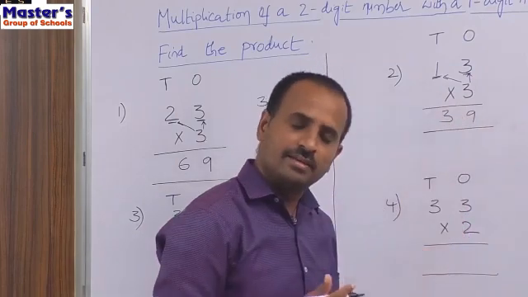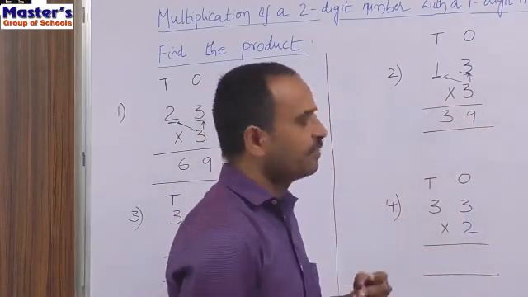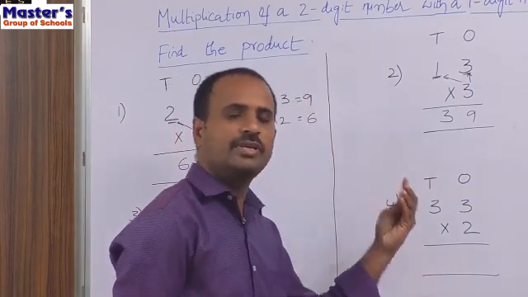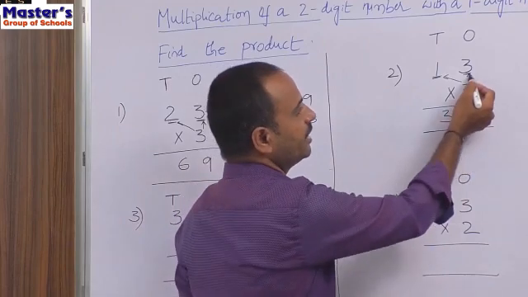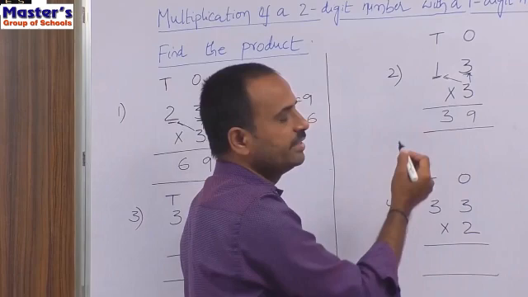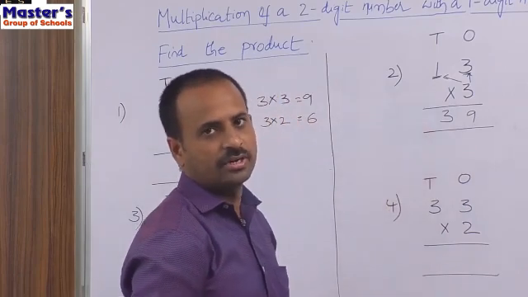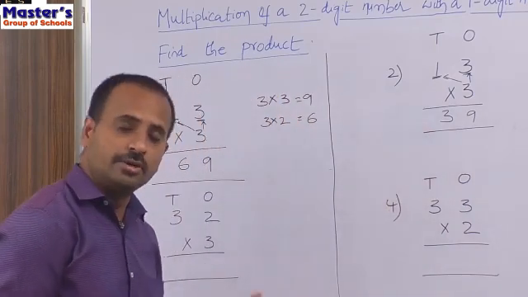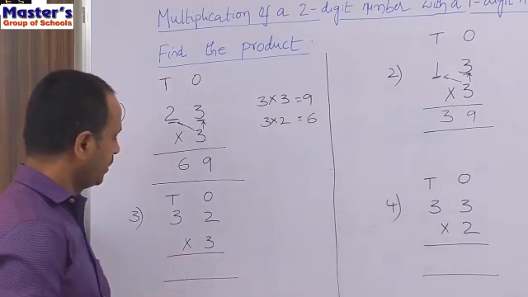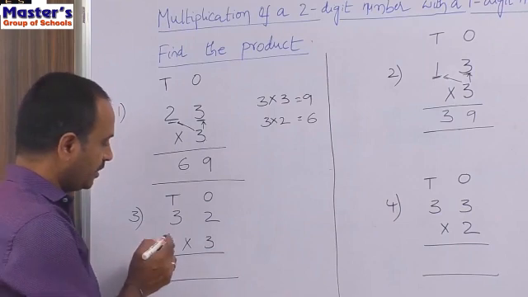So the answer is 39. So in this way, first we have to multiply with ones place, and next go to tens place. That is 3 3s are 9, 3 1s are 3. So write the product in this way. Children, now go to the third problem here. So what is the third problem here? Children, look at the board. This is the third problem.